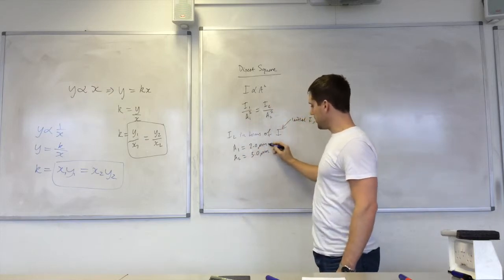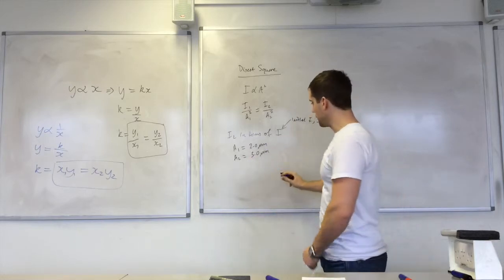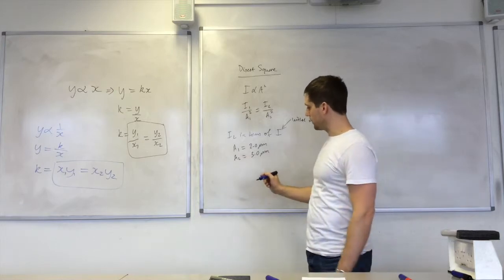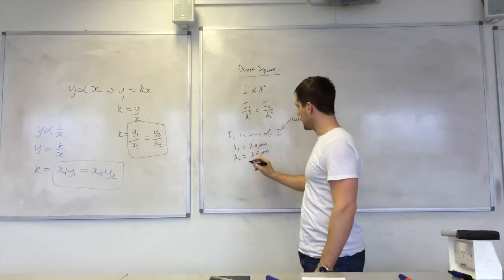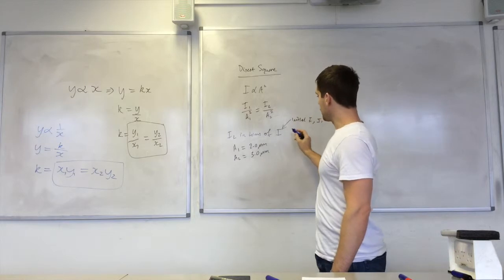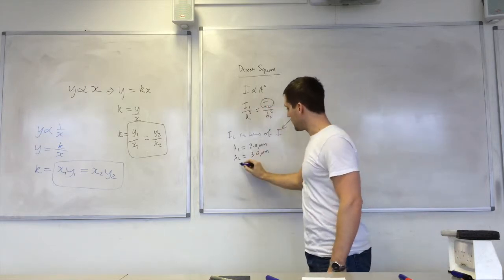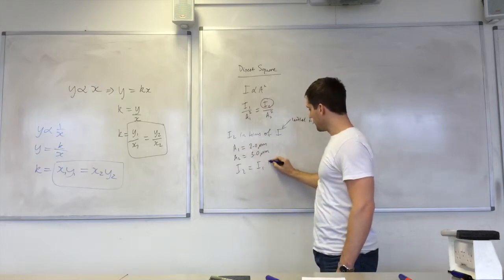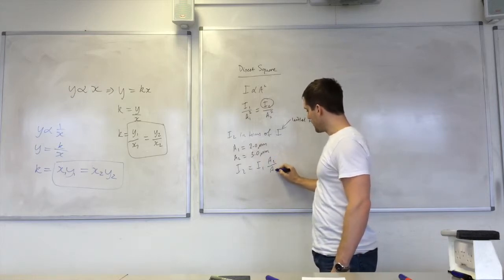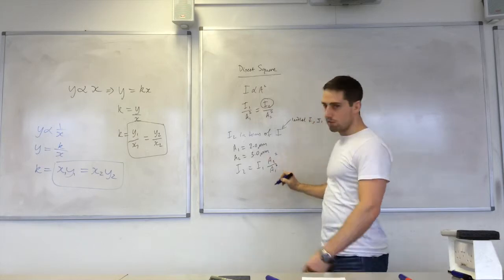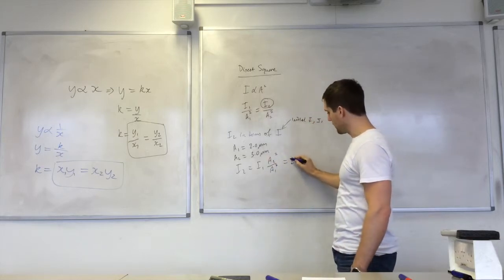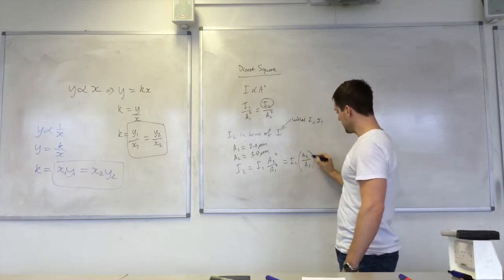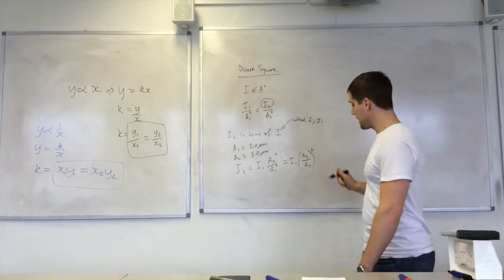Now, same prefix, so no need to do any conversions. If one was in millimeters and one was in micrometers, then we would need to convert them, but no need in this case. We want to find out what I2 is, so I2 is equal to I1 multiplied by A2 over A1. Now those are both squared, so we can make that a little more simple. It's A2 over A1, all squared there.